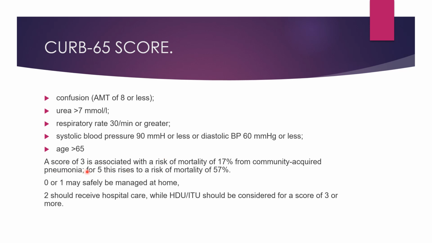For example, a score of 3 is associated with mortality of 17% for community acquired pneumonia, and for 5, this rises to a risk of mortality of 57%. So, as these features keep on adding in the patient, the severity of pneumonia is more and the mortality of pneumonia is more. So obviously, lower scores may be safely managed at home. 0 or 1 may be safely managed at home, and a score of 2 should receive hospital care, while high dependency unit or intensive care unit should be considered for score 3 or more.